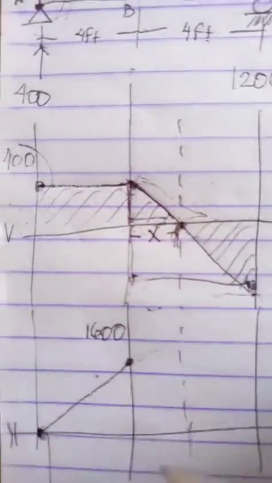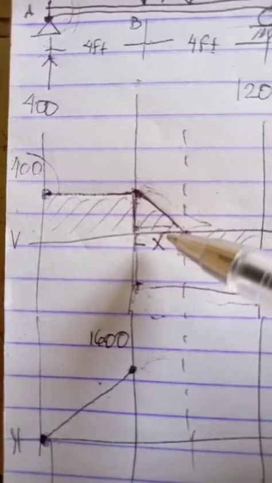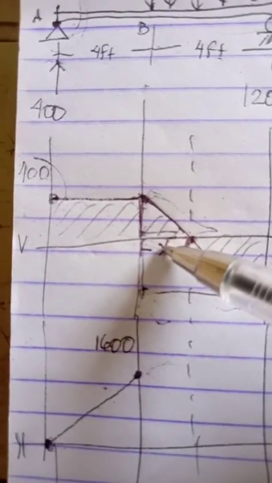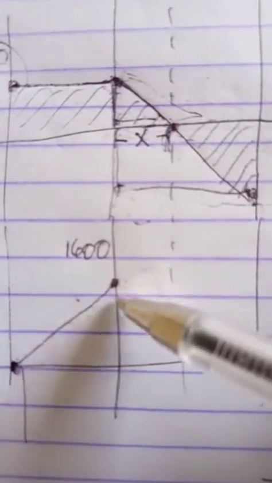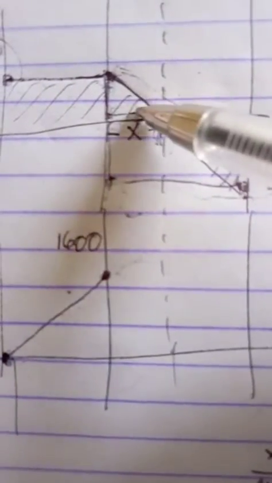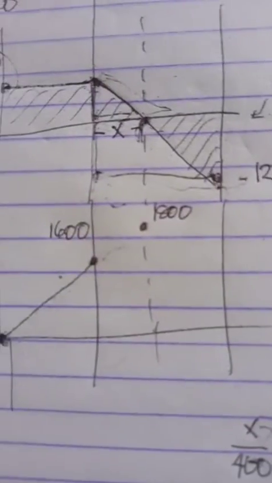So the area of this triangle here, we draw another line here, because according to the rule for shear, if it crosses 0, the moment is maximum. So the area of this is just 1/2 base times height. So 400 times x divided by 2, and we know that x is just 1. So the area should be 200, and then add it to 1,600. So 1,600 plus this area, which is 200, we go up to 1,800.